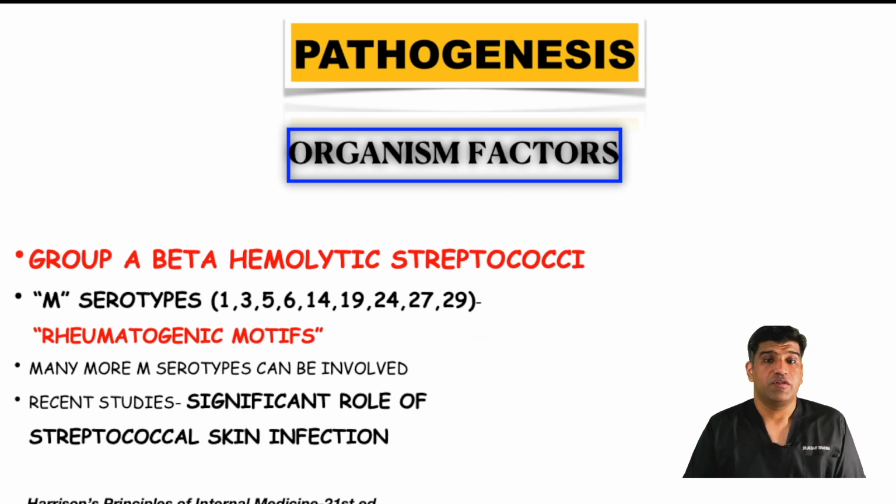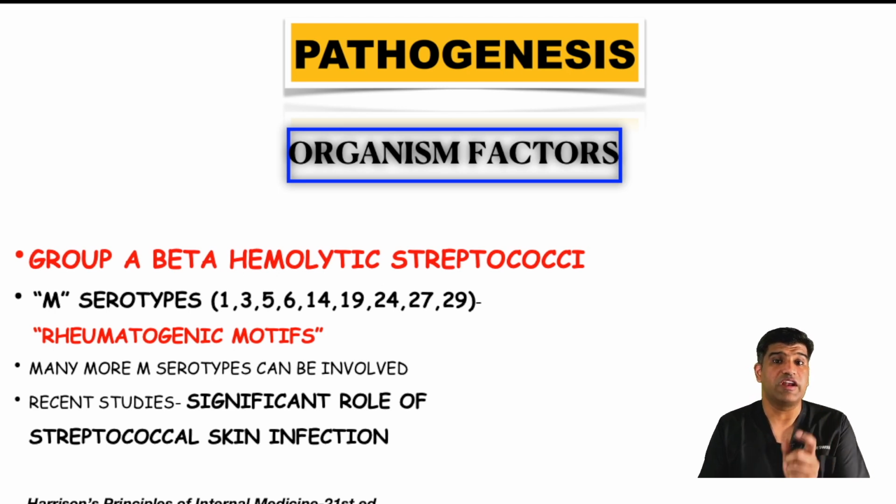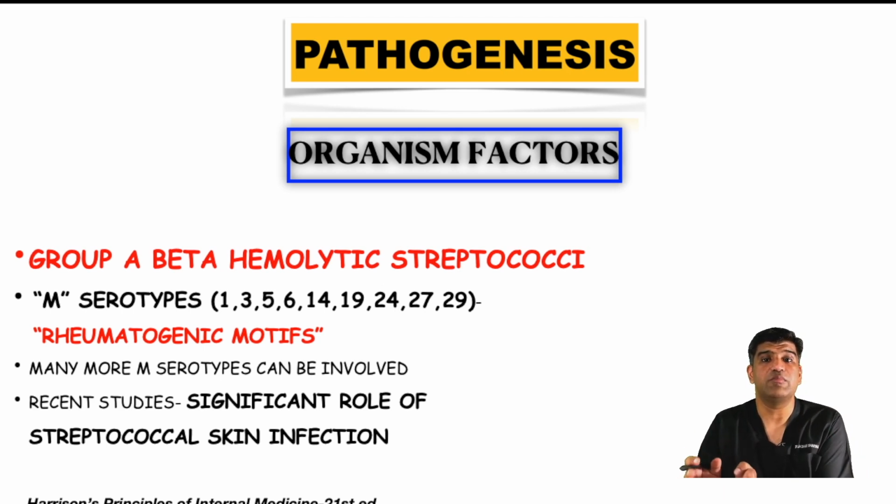Now, for studying the pathogenesis, we have to see three aspects. First, what is the organism involved? What is special about the organism? How does it trigger an immunological response in the host, that is the immunological factors? And what type of host? Is there anything special about the host which is involved? So we have organism factors, host factors, and finally the immune factors.